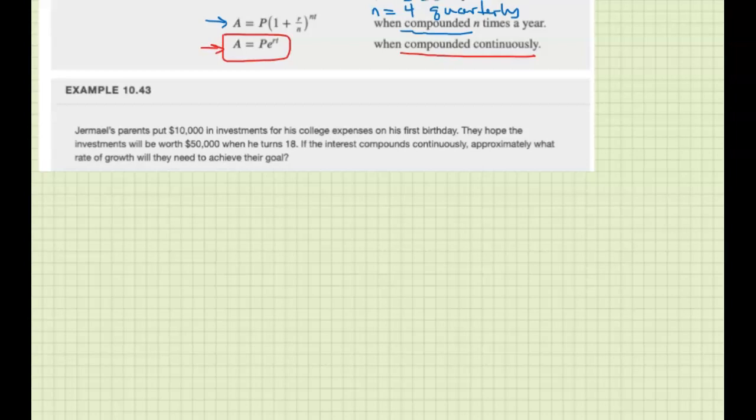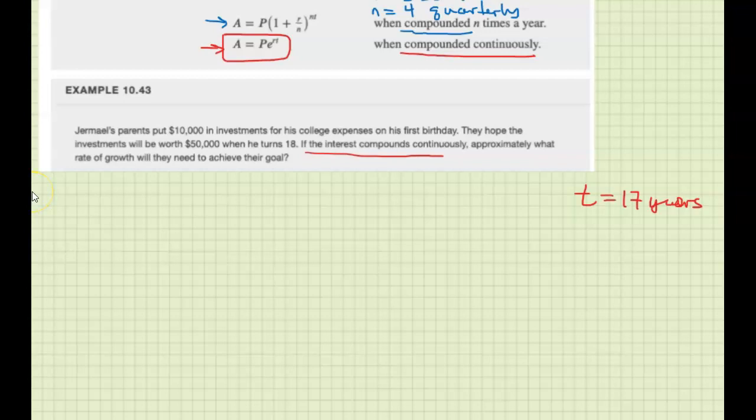Jermel's parents put $10,000 in investments for his college expenses on his birthday. They hope the investment will be worth $50,000 when he turns 18. They started on his first birthday, so when he turns 18, that will be T equals 17 years. If the interest compounds continuously, approximately what rate of growth will they need to achieve this goal?